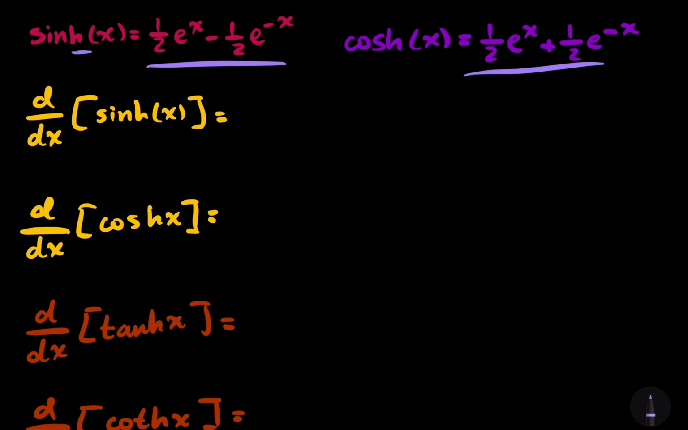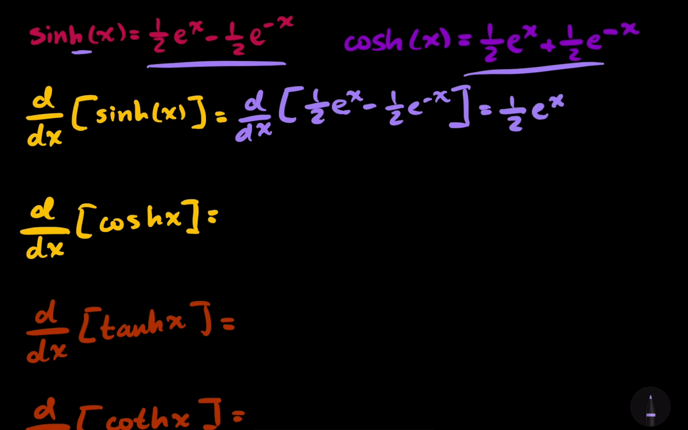So let's go ahead and take the derivatives of these functions now. For sine hyperbolic's derivative, the first thing we can do is rewrite sine hyperbolic in terms of e to the x. That's going to be the derivative with respect to x of 1/2 e to the x minus 1/2 e to the negative x. And we know that the derivative of e to the x is just itself. And so the derivative of 1/2 e to the x is again just 1/2 e to the x. And then over here, e to the negative x.